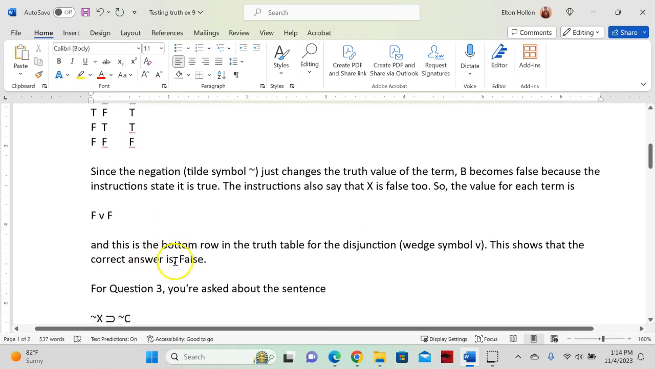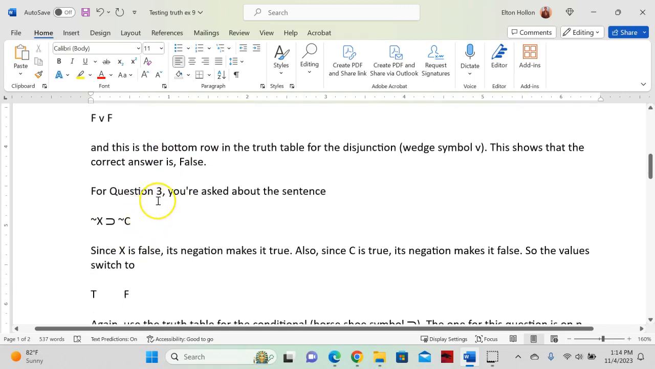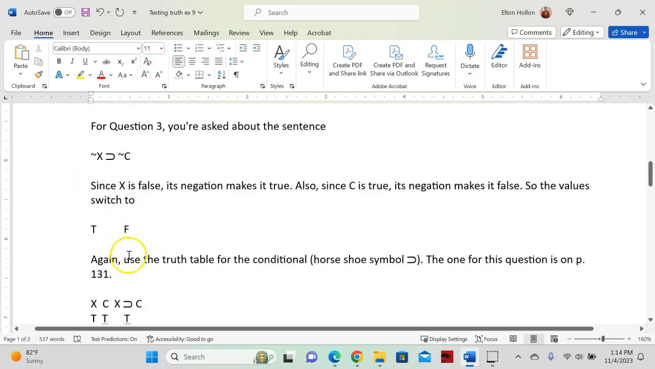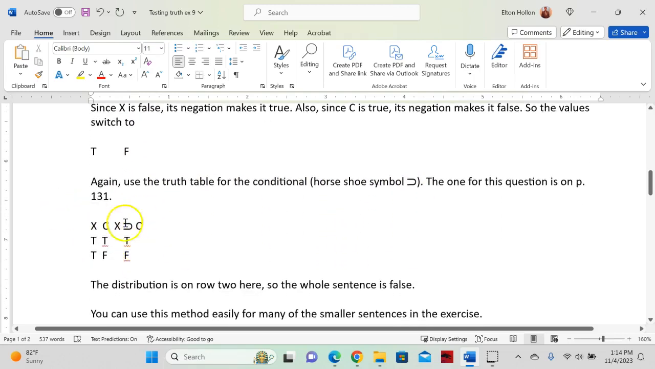Okay. So similarly for question 3, you're asked about the sentence: if not X, then not Y. Since X is false, its negation makes it true. And since Y is false, its negation also makes it true. Wait, the values switch to true and false instead of false and true. So in this case, we're looking for the value of a conditional sentence that has the distribution true false. So use the truth table again for conditionals, the horseshoe symbol on page 131, and we could use this one here. And the value for the true false distribution for the whole statement is false. You see that? So the whole sentence is false.